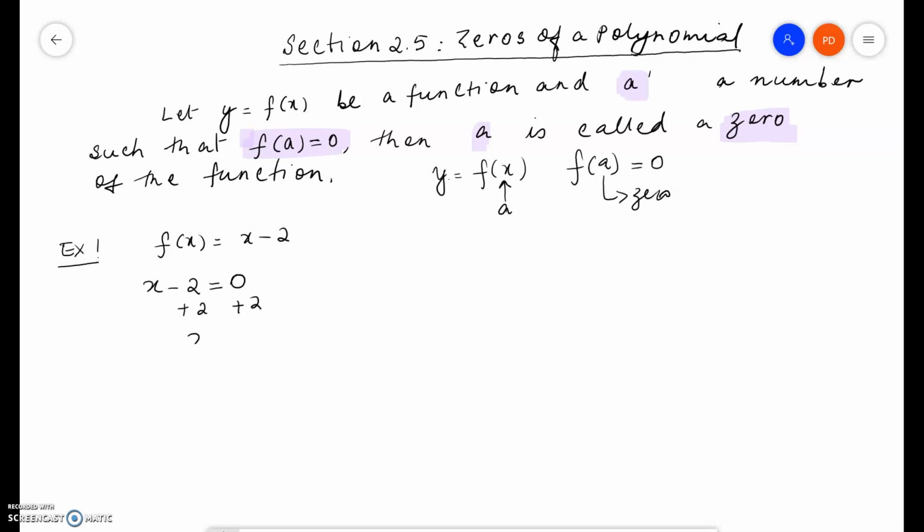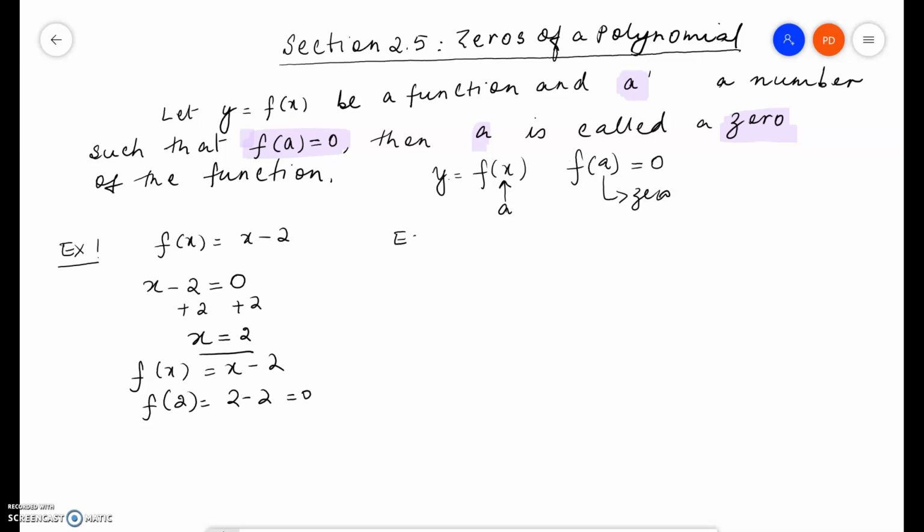Do you notice that we are solving an equation here? And x equals 2 is the number that will make the value of the function equal to 0, which means if I take f of x, which is x minus 2, and I plug in 2 into the function, I get a 0. So this is a 0 of the function.